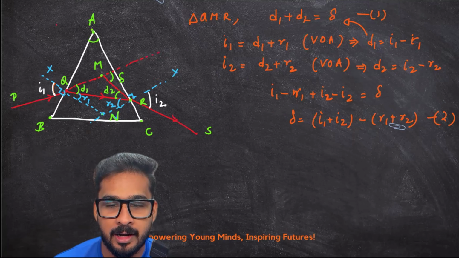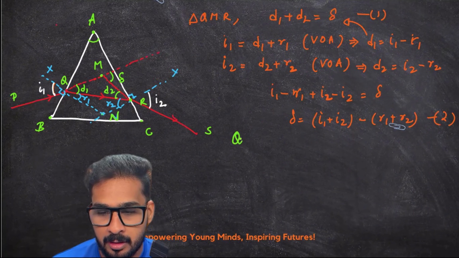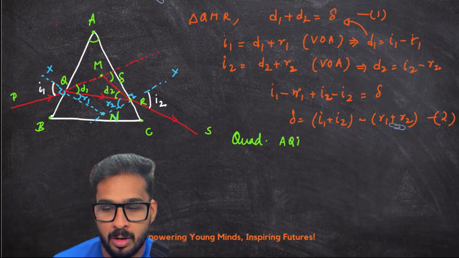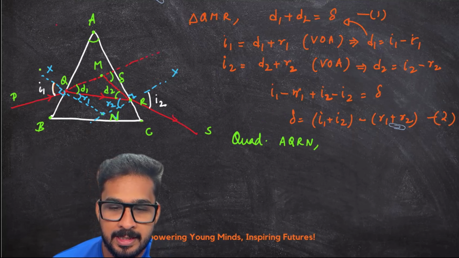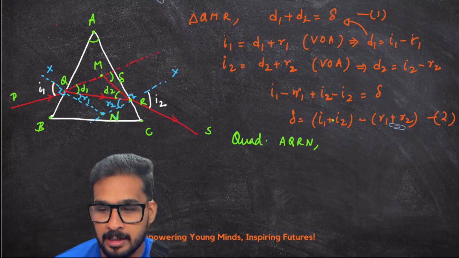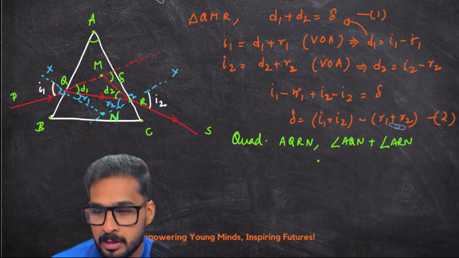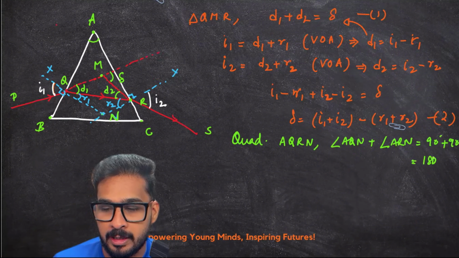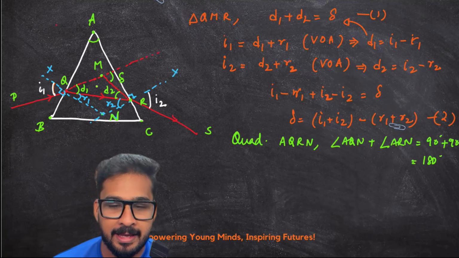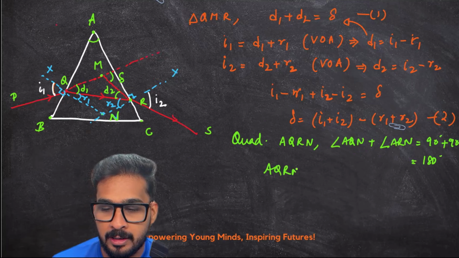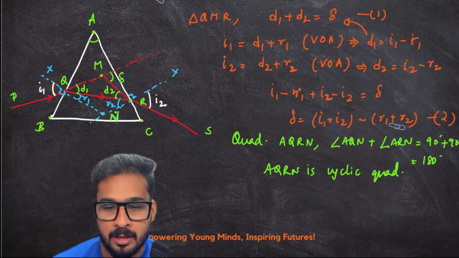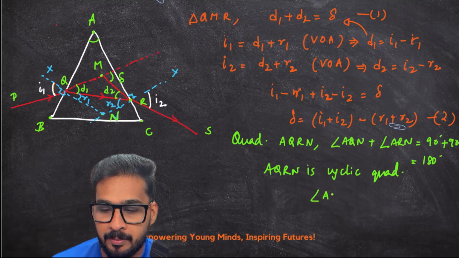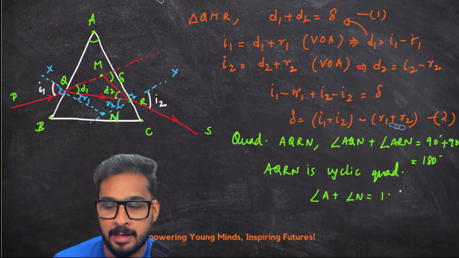Now consider the quadrilateral AQRN. Since X and Y are the normals, I can say angle AQN plus angle ARN equal to 90 degree plus 90 degree, which is equal to 180 degree. Since the opposite angles are supplementary, I can conclude that AQRN is a cyclic quadrilateral. Now I can write angle A plus angle N is also equal to 180 degree.